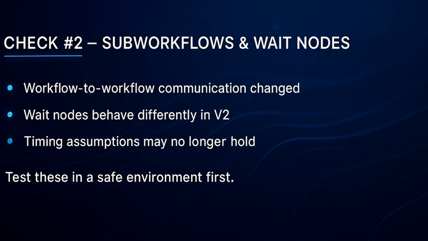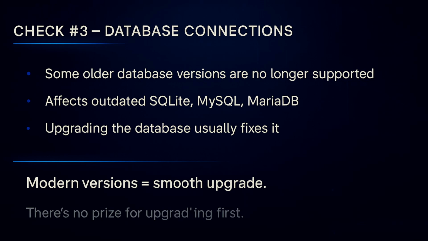Second, sub-workflows that use wait nodes. If you have workflows triggering other workflows, and those include wait nodes, version 2 changes how they communicate. Just test them in a safe environment first, and you will be fine. Third, database connections. Version 2 drops support for some older database versions. If you are using outdated SQLite, MySQL, or MariaDB versions, upgrading those solves the problem.